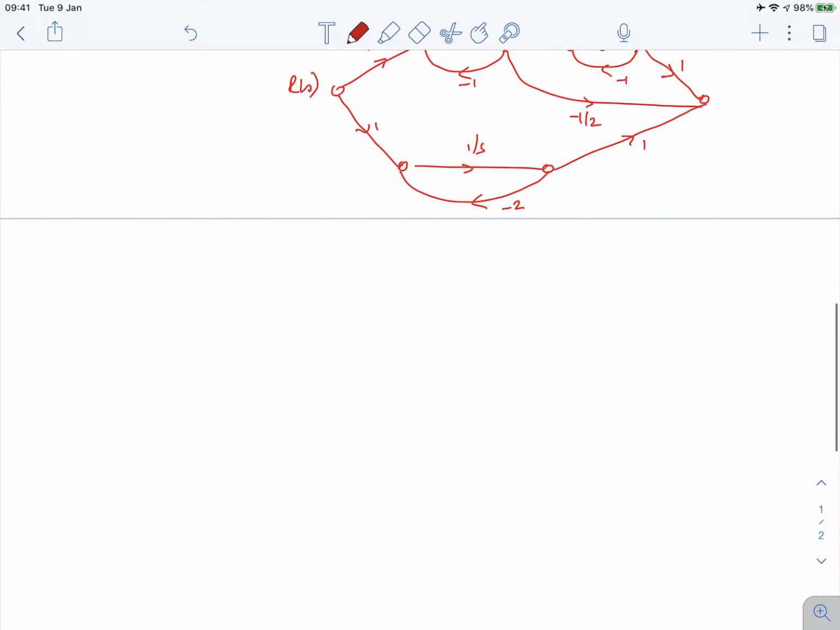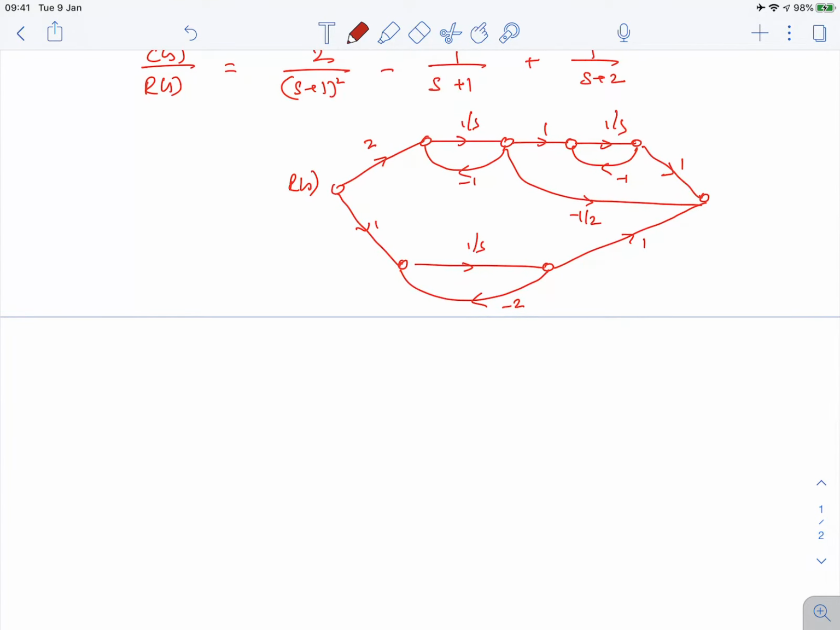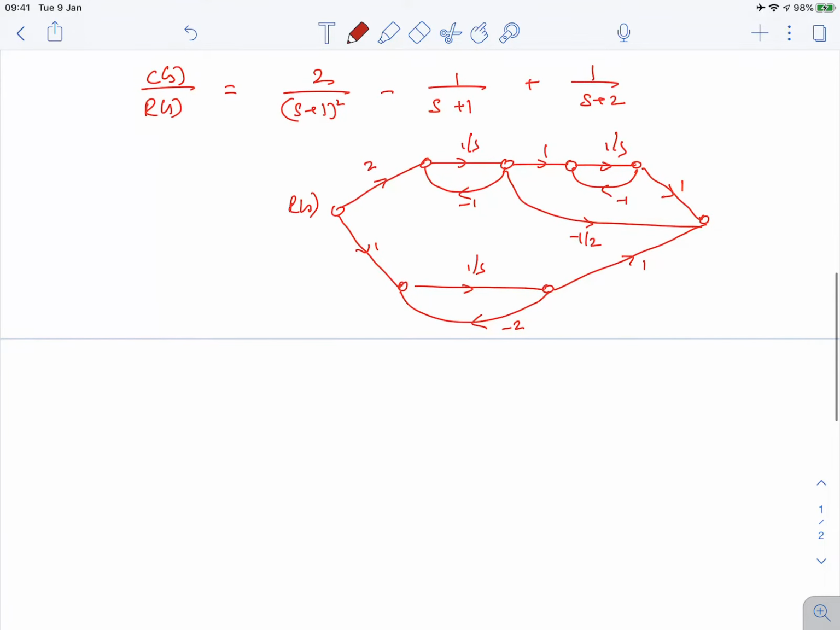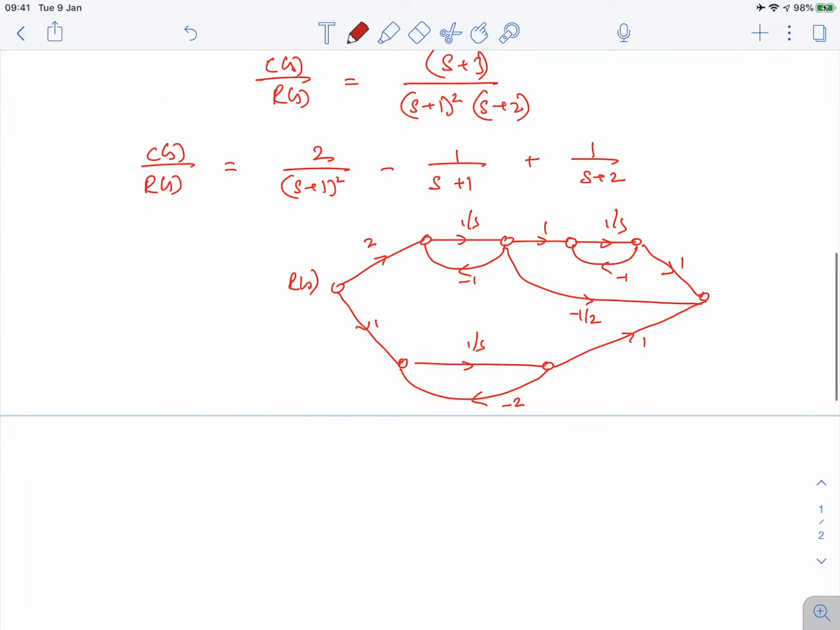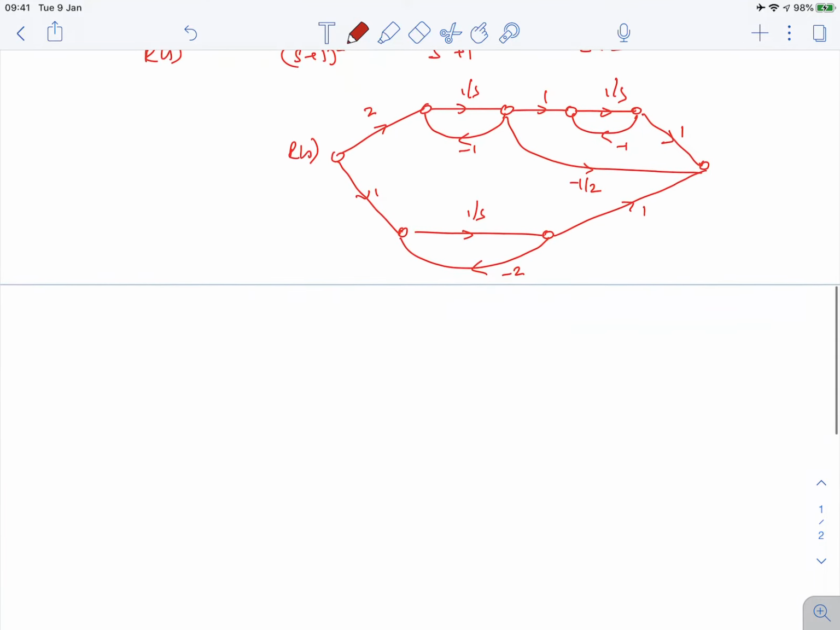Now, following the procedure of writing the state space equation, I would obtain the state space representation. Just a minute, excuse me.